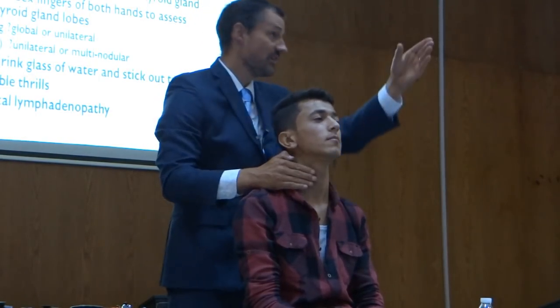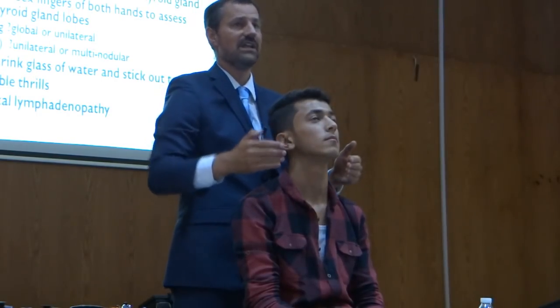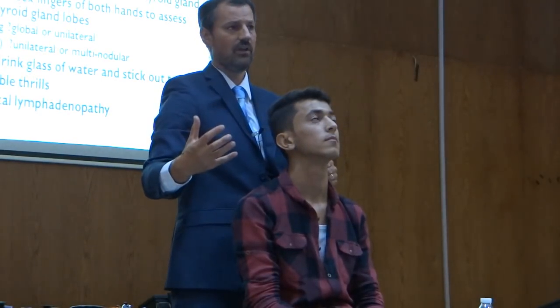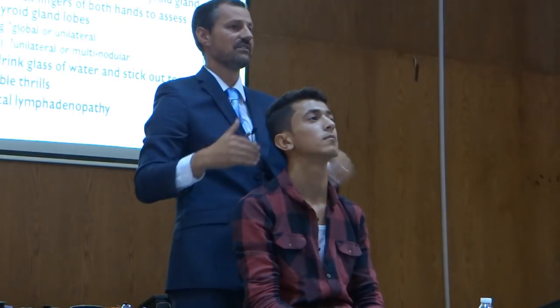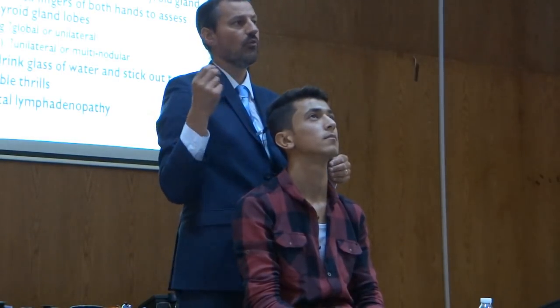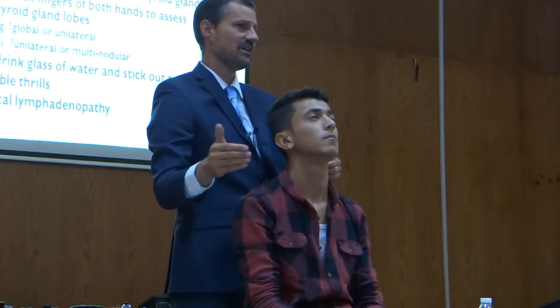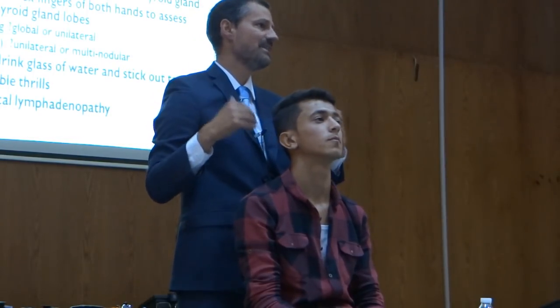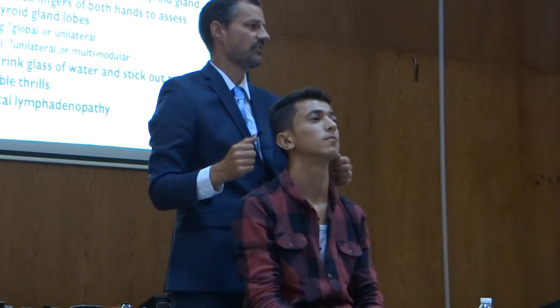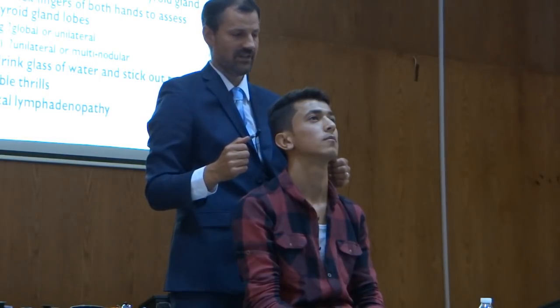Yeah, symmetry, absolutely. Is it symmetrical? Is there one swelling more on the right lobe, or is it global? Is it everywhere? Does it feel the same? If there's more than one lump, is it just unilateral on one side, or is it multinodular? Are there many lumps in the two parts of the thyroid gland?